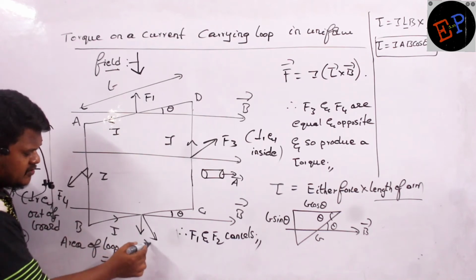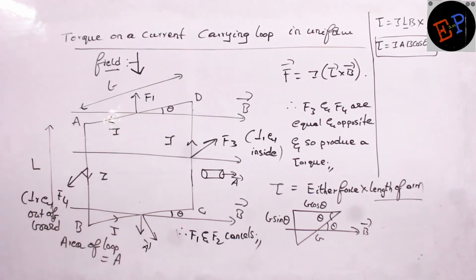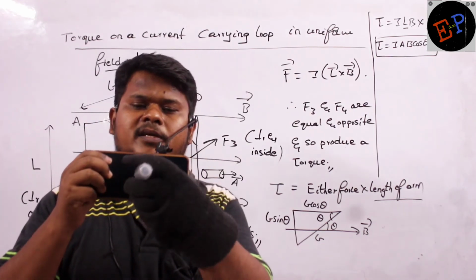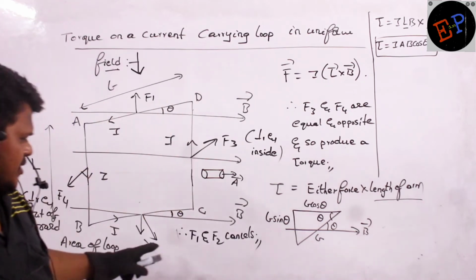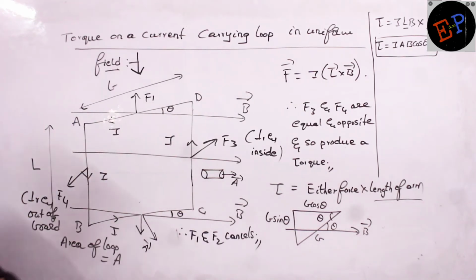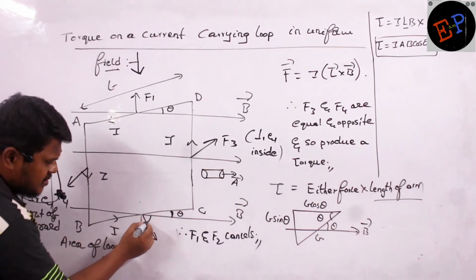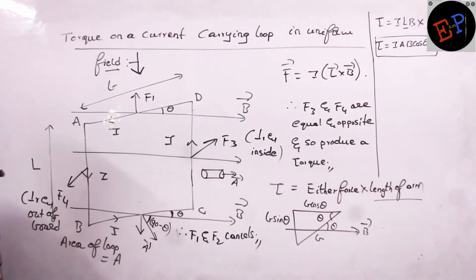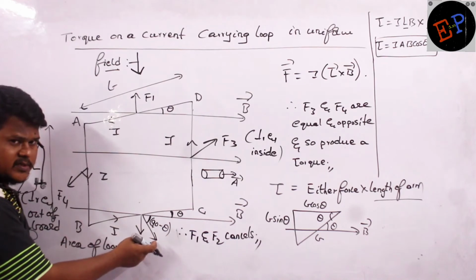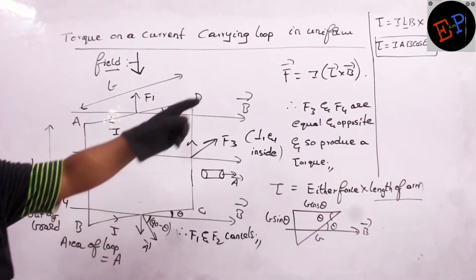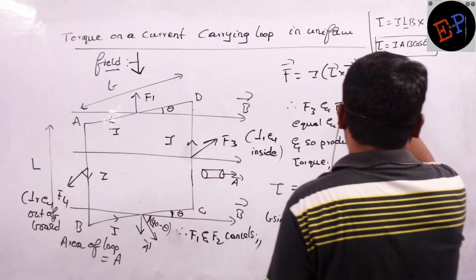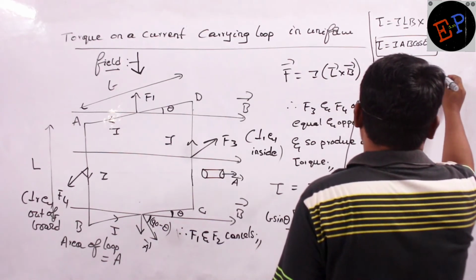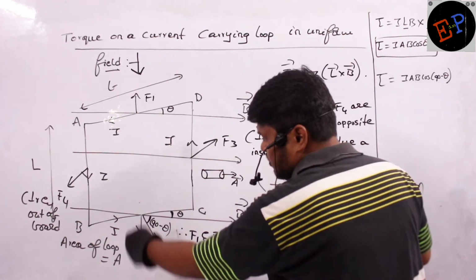This is A dash, area of this coil. Are you able to understand? If this is the coil, this is how I draw the area of this coil, the outward drawn normal. That is A dash. So if this angle is theta, the remaining angle is 90 minus theta. So how can I calculate torque? Torque can be calculated as IAB cos(90 minus theta), if I take the angle with respect to A dash.